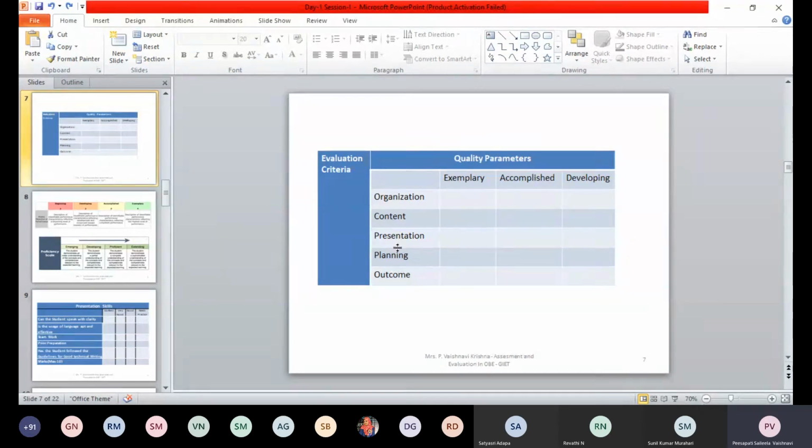Okay, so next is one such example wherein we are showing a rubric. Now let us suppose I am planning a rubric wherein I want to judge my students' presentation. Presentation works well in this example. Then there are a few points on which I am judging my student: organization, content, presentation, planning, outcome. Then the quality parameters shall go by exemplary, accomplished, developing. So these are the 3 quality parameters.